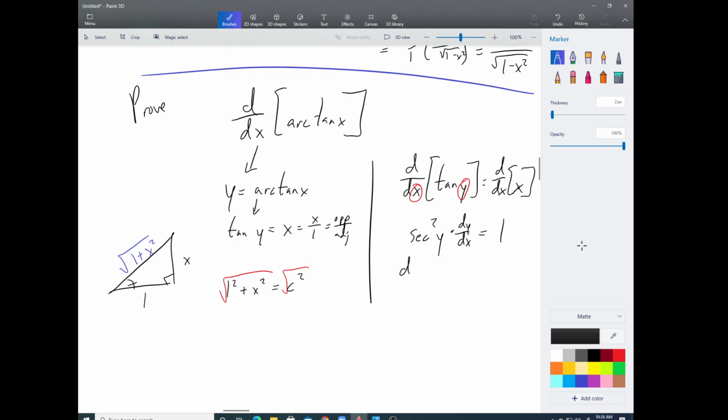Divide both sides by secant squared of y, and we get 1 over secant squared of y, which in this case, I didn't do it before when I was dividing by cosine, but in this case, I am going to go ahead and say, you know what? 1 over secant is the same thing as a cosine, so this is the same thing as cosine of y squared.